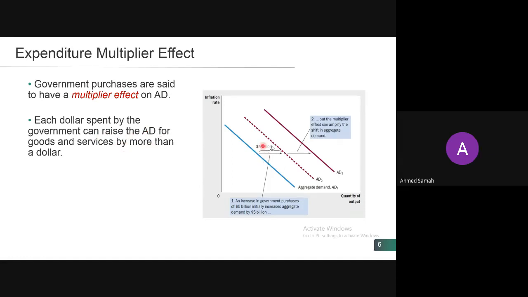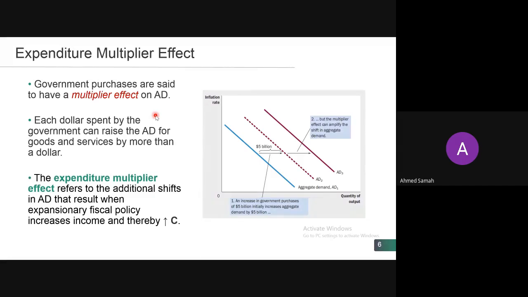So let's say there is a 5 billion increase in government spending. There will be an increase in the aggregate demand curve because of the multiplier effect, as I said. So the expenditure multiplier effect refers to the additional shift in the aggregate demand that results when the expansionary fiscal policy increases income and thereby increases the consumption of the people. Government purchases will shift the aggregate demand by the amount of their purchases, like 5 billion.